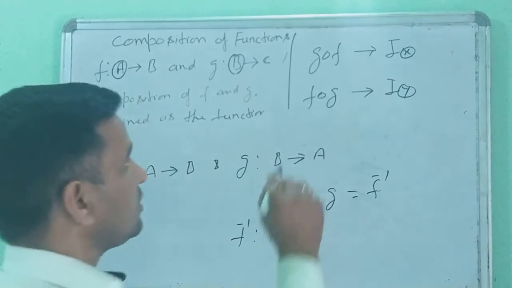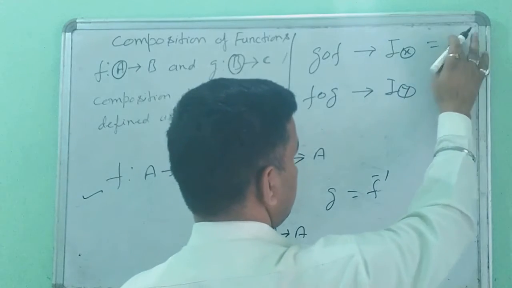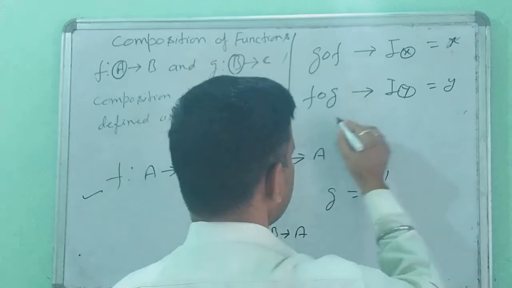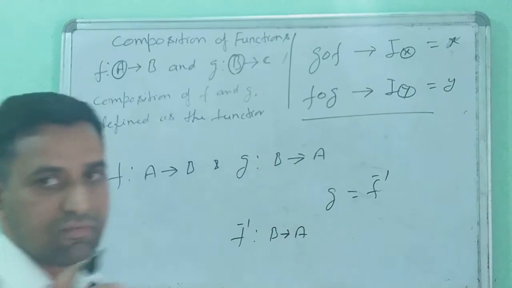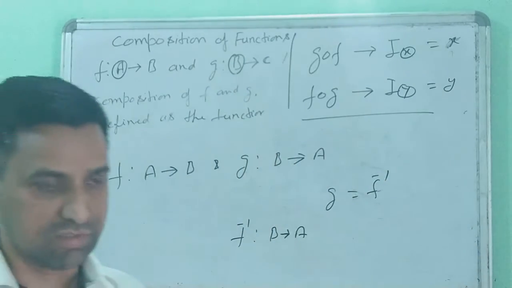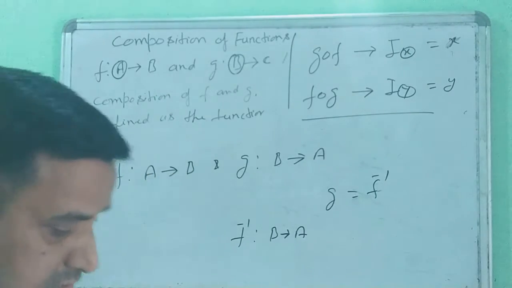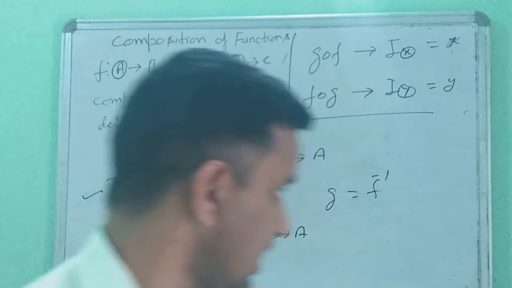It means the value of GOF is equal to x. Suppose GOF is equal to x and the other composition is equal to y, then you can say the function is invertible and 1-1 onto. So if a function is 1-1 onto, then it will always be invertible. Yes, note it down. Then the next part.